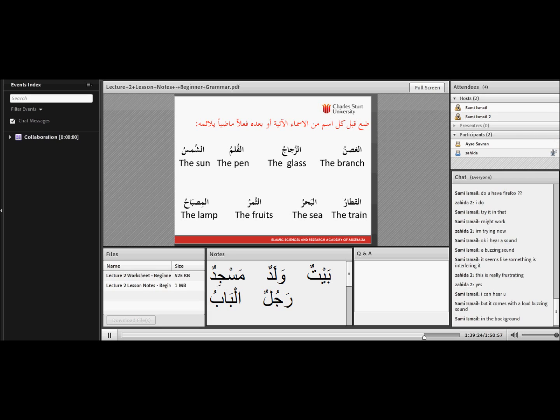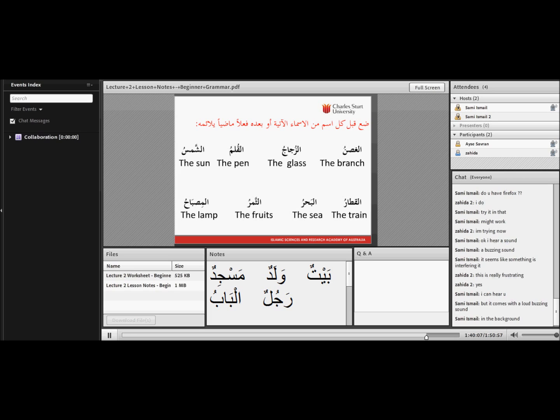What does ishtara mean? Ishtara is a fi'l madi, it means he bought. And if you want to say sold, it will be ba'a. So ba'a, that would be sold. So if you say ishtara al-qalama, it means he bought the pen. Ishtara al-qalama.